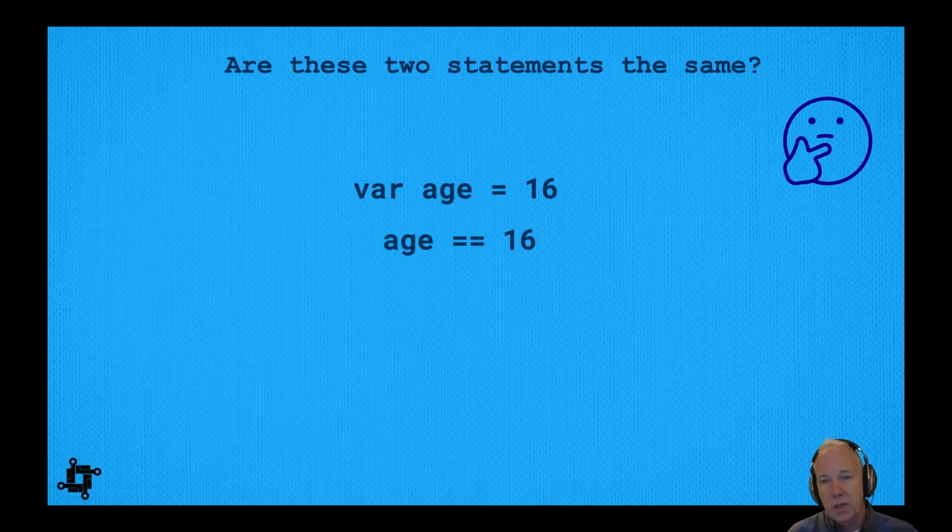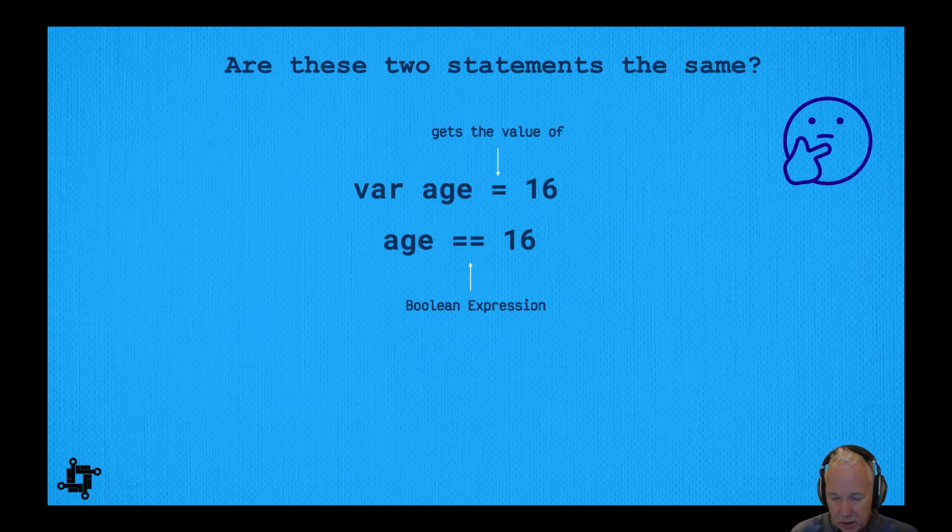So when we look at these two statements, what we're trying to figure out is, are they the same or not? So here we have var age equals 16, and then here we have age equals 16. And the question is, are they the same? So again, open it up for discussion. The answer is that they are not the same, right? A single equal sign means gets the value of. A double equal sign is a Boolean expression which sort of asks a question. So it's saying, does the variable age equal 16? And in this case, it would be true that it does. But this is actually declaring a variable. Here's the var, here's the name, and then it's saying it's going to get the value of 16. So two completely different things.